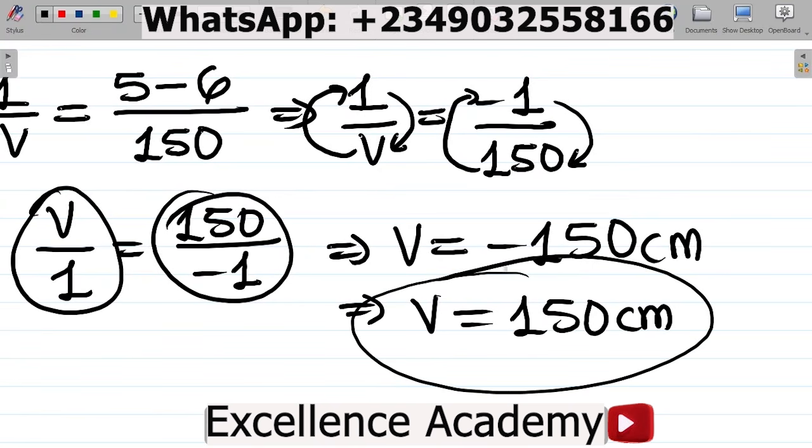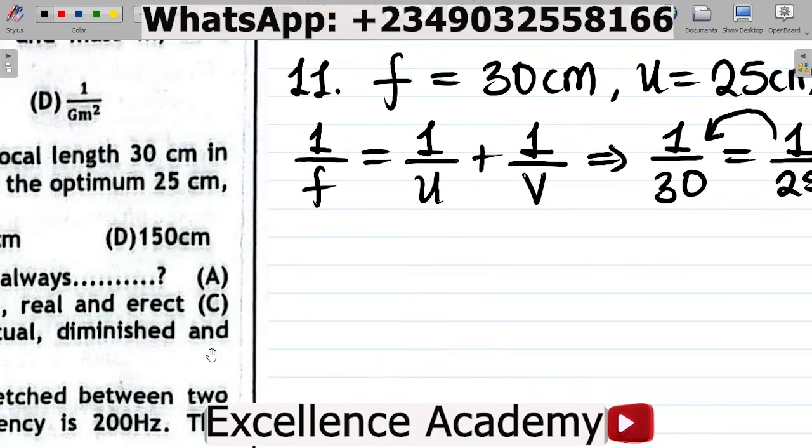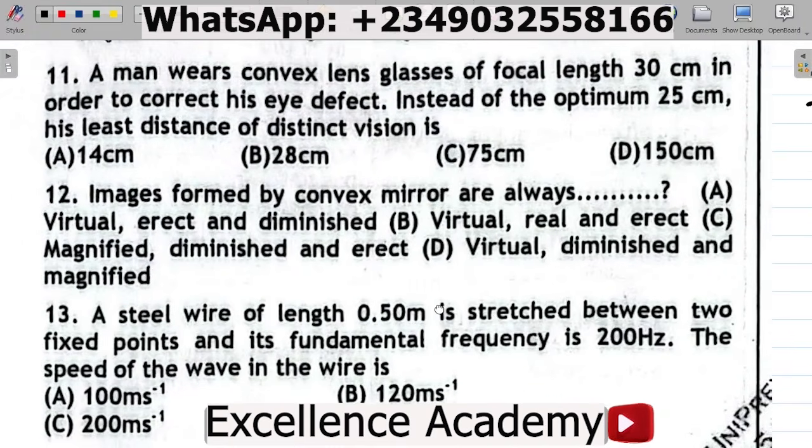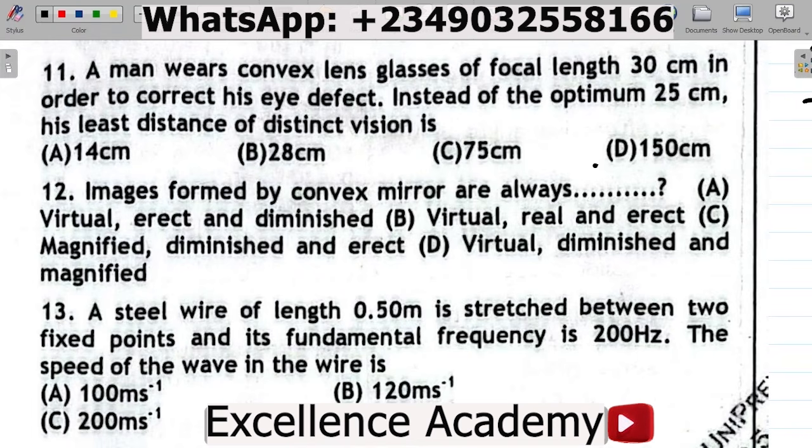Right, so you have this. But then the negative here simply implies that the image is real and inverted. That's why you have a negative. But the actual value is 150 cm. So let's see which option gives us 150 cm. Looking at this, the answer there is D, 150 cm.